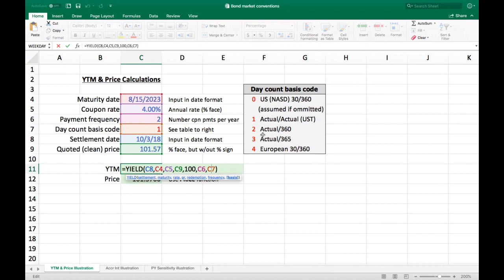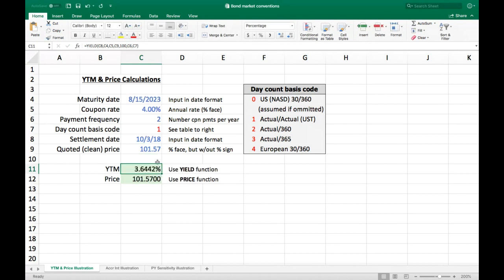And over here are the various basis codes. So the ones we'll use for the session are 0 and 1. 0 is the corporate convention, so that's 30/360. 1 is for US Treasuries, and actually 4 is very similar to 0, 30/360 as applied in Europe.